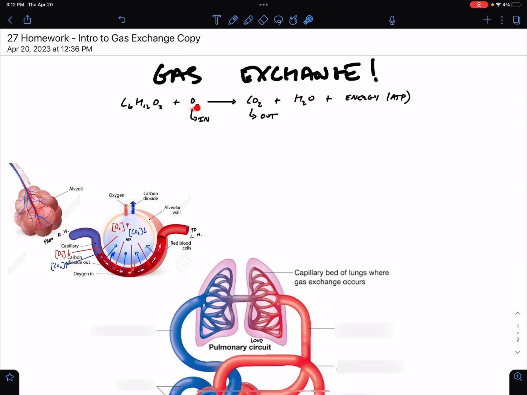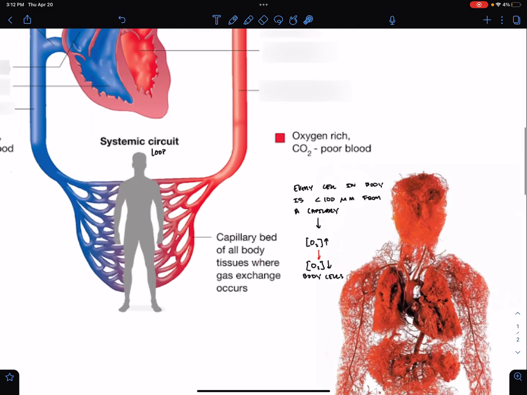Remember, oxygen is picking up those low energy electrons at the end of the electron transport chain and is fusing with some hydrogen as well to become water. So oxygen is always being consumed.